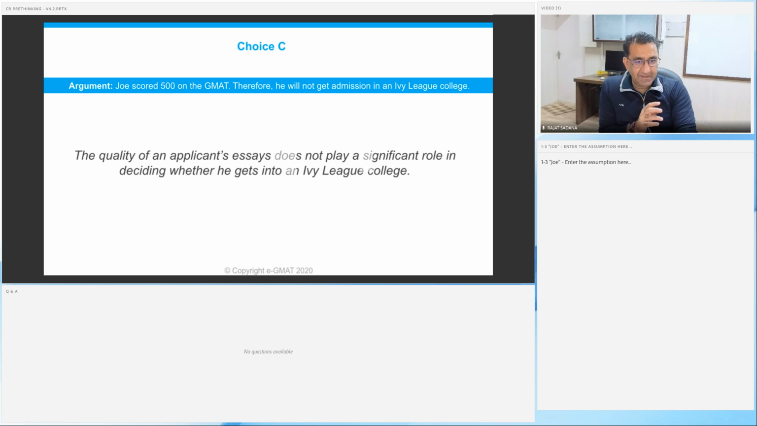Someone also said GMAT's the only criteria. That's something that's going to come up in this form. That's kind of saying that GMAT's the only criteria over here. We say the quality of an applicant's essays does not play a significant role, which means other aspects cannot influence admission. Other aspects can influence admission.